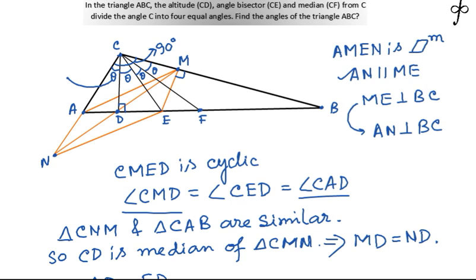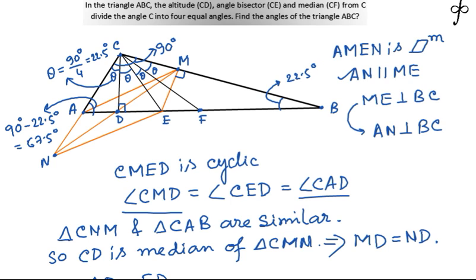So the angle theta turns out to be 90 degrees divided by 4, that is 22.5 degrees. Once we get theta to be 22.5 degrees, we can easily find this particular angle to be 90 minus 22.5 degrees, that is 67.5 degrees. And since this is 67.5 degrees, this particular angle should be 22.5 degrees. So our final answer is that the angles of the triangle are 90 degrees, 67.5 degrees and 22.5 degrees.